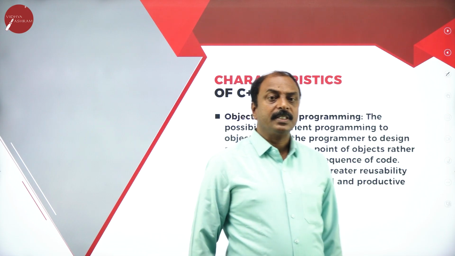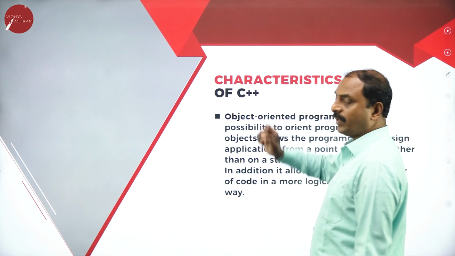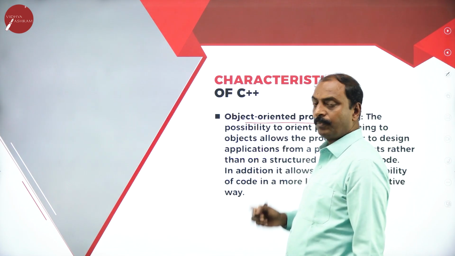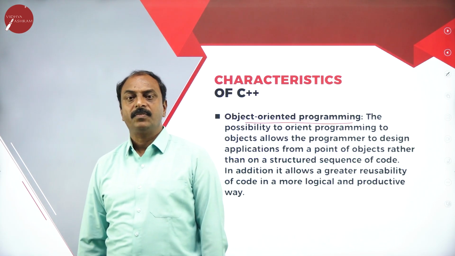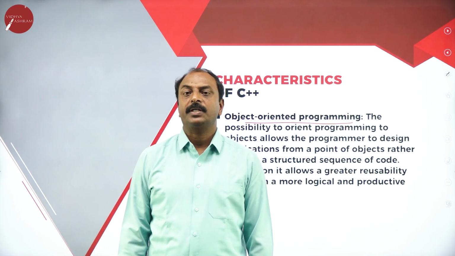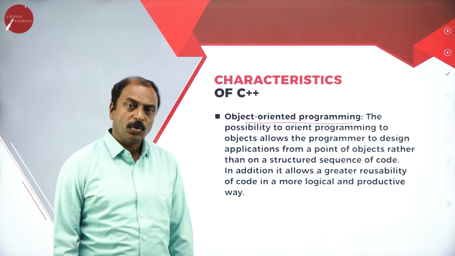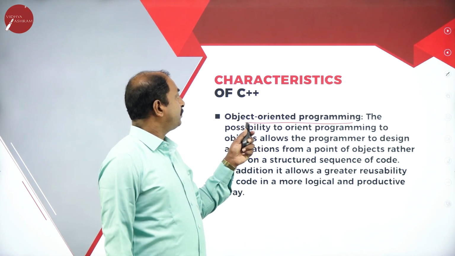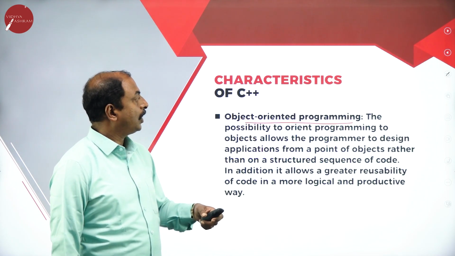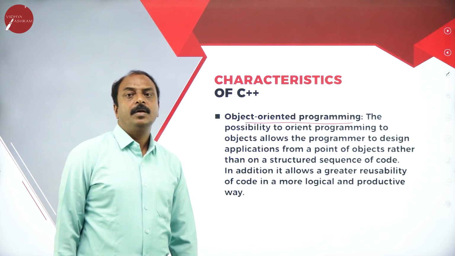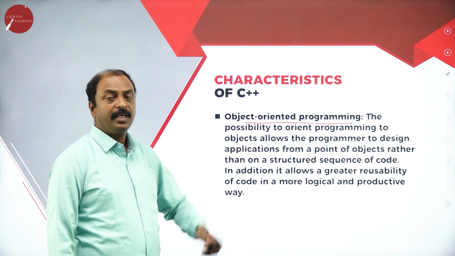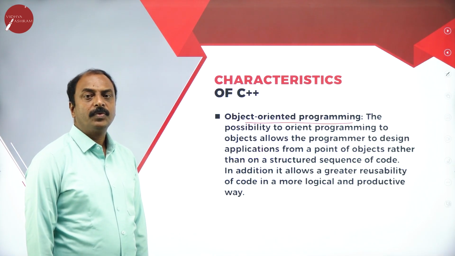Now, what are the characteristics of the C++ language? The first one is object-oriented programming. In our previous lesson, we learned what OOPS or object-oriented programming is and what the features or characteristics of OOPS are. Similarly, C++ supports the object-oriented programming concept. That is the meaning of OOPS, object-oriented programming. So C++ belongs to this category. This is one of the characteristics of C++.